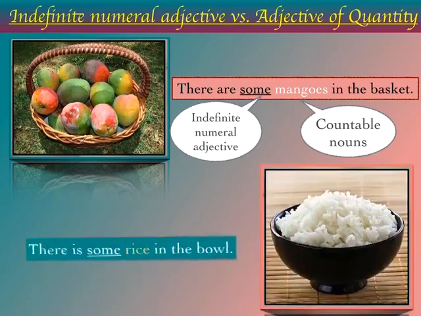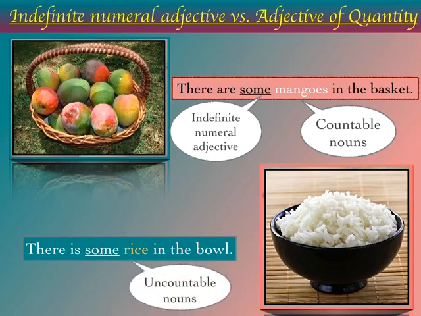Let's see the second image over here. It says there is some rice in the bowl. So students, you might have noticed that in both the sentences, the adjective used to describe the noun is some. But in this sentence, there is some rice in the bowl, the noun is rice, which is an uncountable noun. And so, the word some, which is used to describe the noun rice, is said to be an adjective of quantity, which are always used to describe uncountable nouns.